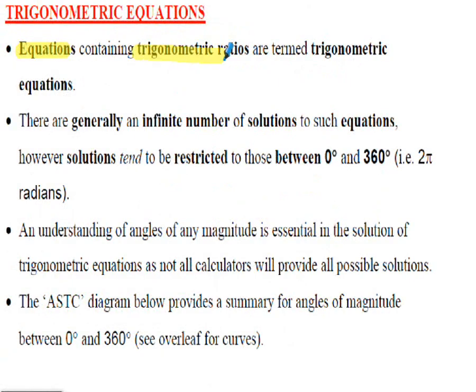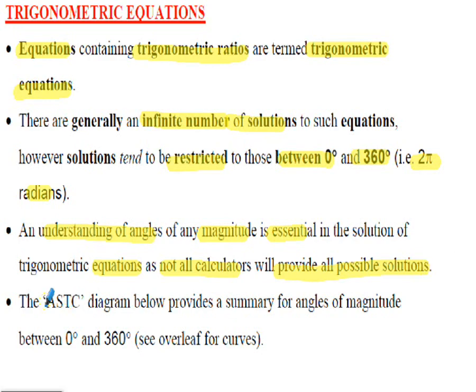Equations containing trigonometric ratios are termed trigonometric equations. Generally, there are an infinite number of solutions to these types of equations, but we restrict our solutions to the values between 0 and 360 degrees or 0 and 2 pi radians. An understanding of angles of any magnitude is essential in the solution of these types of equations. Not all calculators will provide all possible solutions, so we need to be aware of what the solutions might be.